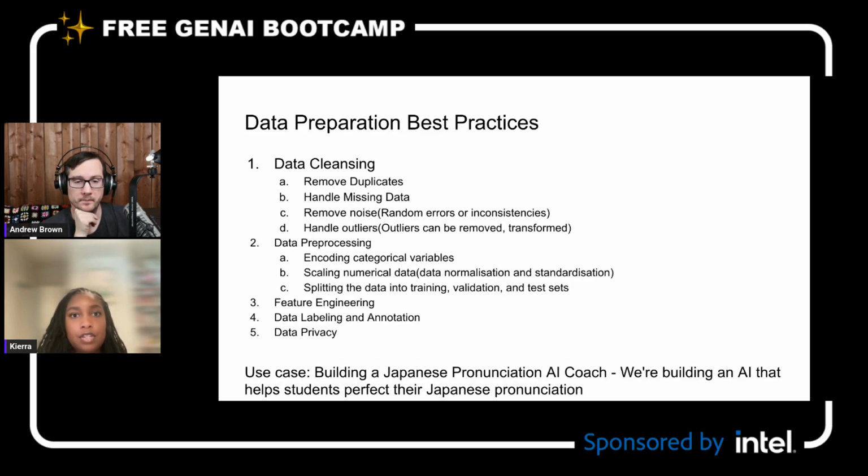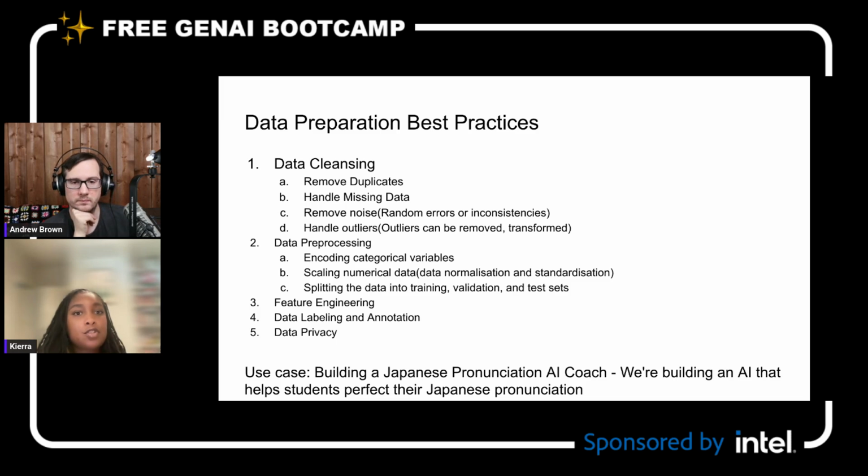Let's get into some data preparation best practices. These are essential steps of preparing your data for Gen AI applications. Think about this kind of like a recipe. Each step builds on the previous one to create a robust, reliable AI system. So let's start with data cleansing. This is like sorting through your ingredients before cooking.